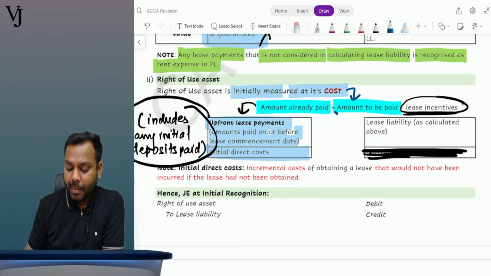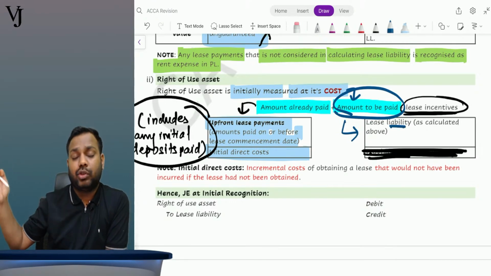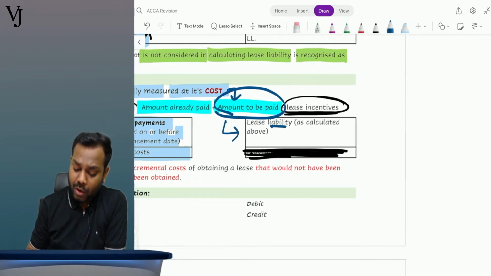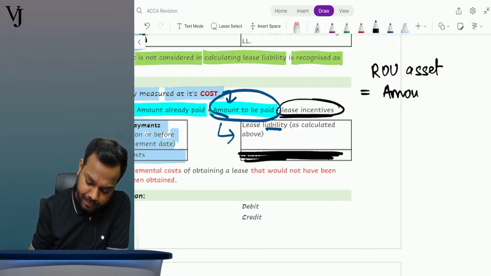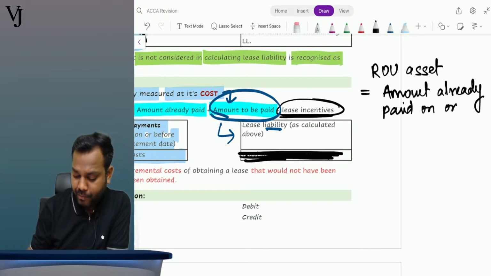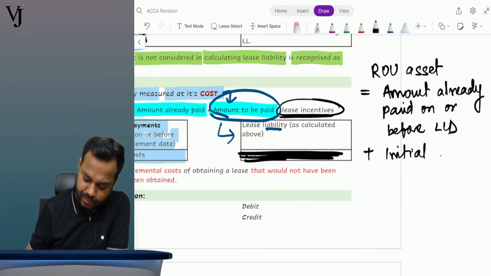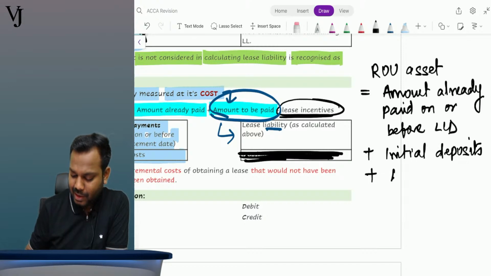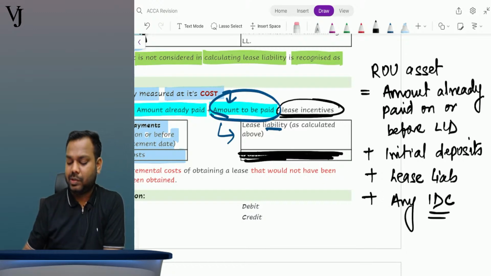Okay, now what is the meaning of amount to be paid? Amount to be paid means lease liability, right? This is what I have not paid, I will pay in the future. So the present value of the future lease payments I will consider, right? Now what is the meaning of right of use asset? The right of use asset means amount already paid on or before lease commencement date, plus initial deposits, plus lease liability, plus any initial direct costs. This equals your ROU asset. Is that clear, everyone?